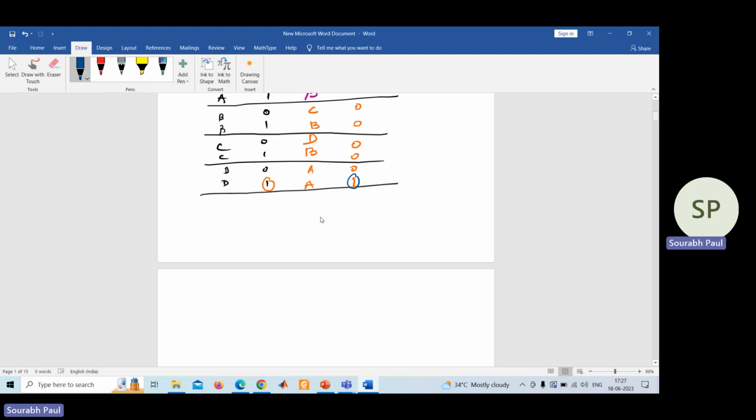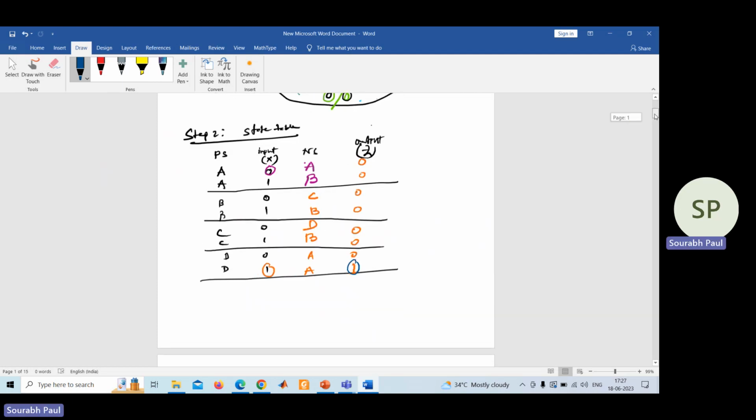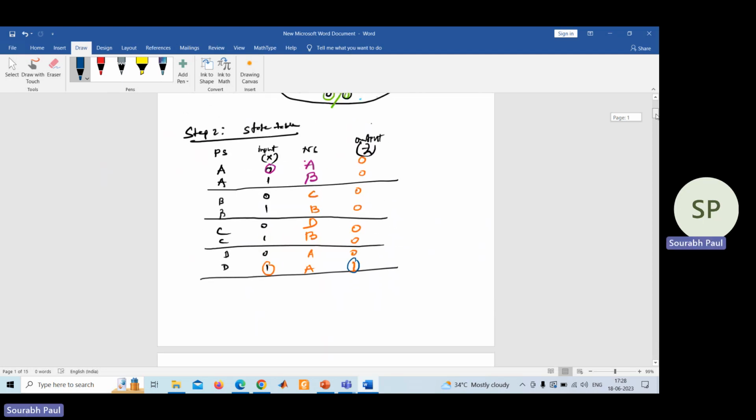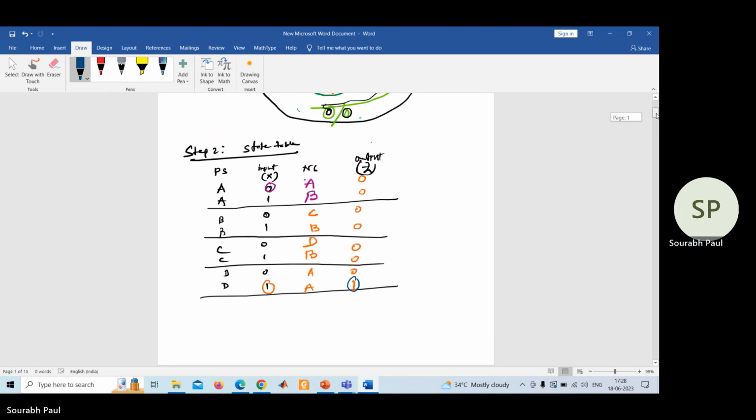Now, if this state diagram and state tables are clear to you, then most of the things you have understood. Now, few things left that we need to do. Okay. So what do we need to do? Now, each of the variables, whatever we have used for the state representation, has to be replaced by some binary values.